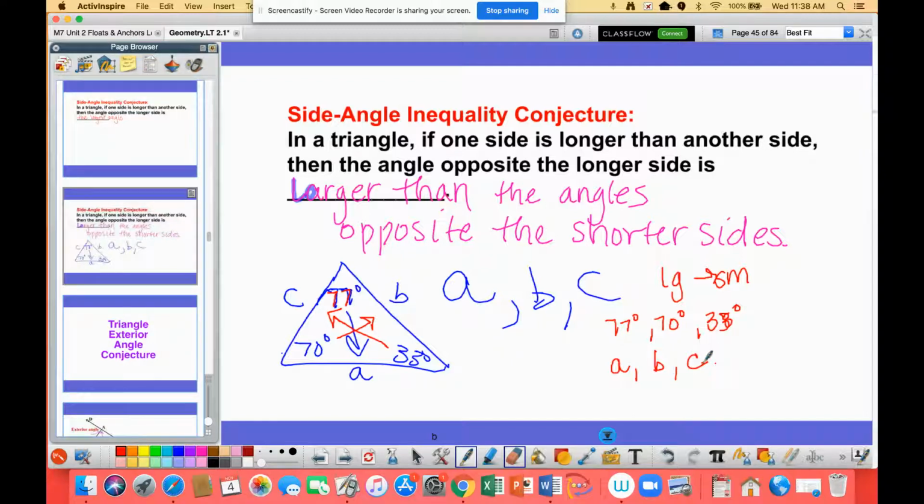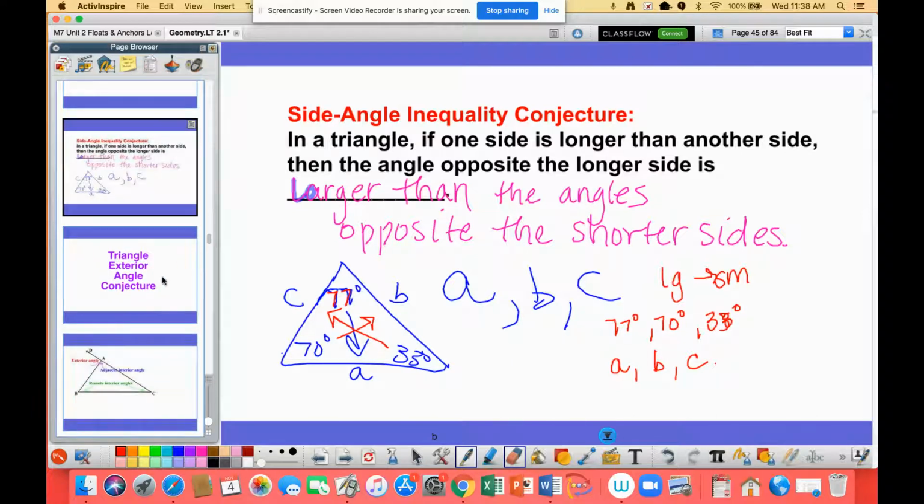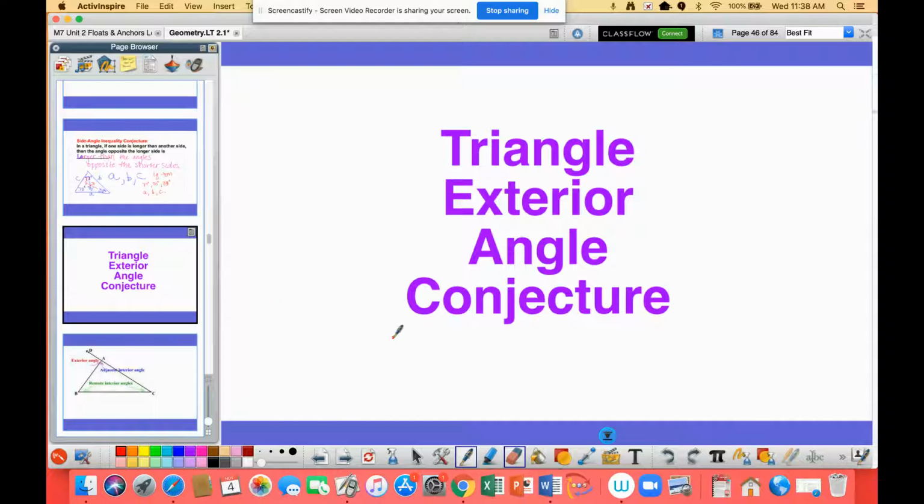Yesterday in our worksheet, questions 4, 5, and 6, those were ones I told you to skip. It was because they were all about this. So you could go back and try questions 4, 5, and 6 and see how you do on those on that worksheet. The second thing we're going to talk about today is the triangle exterior angle conjecture.